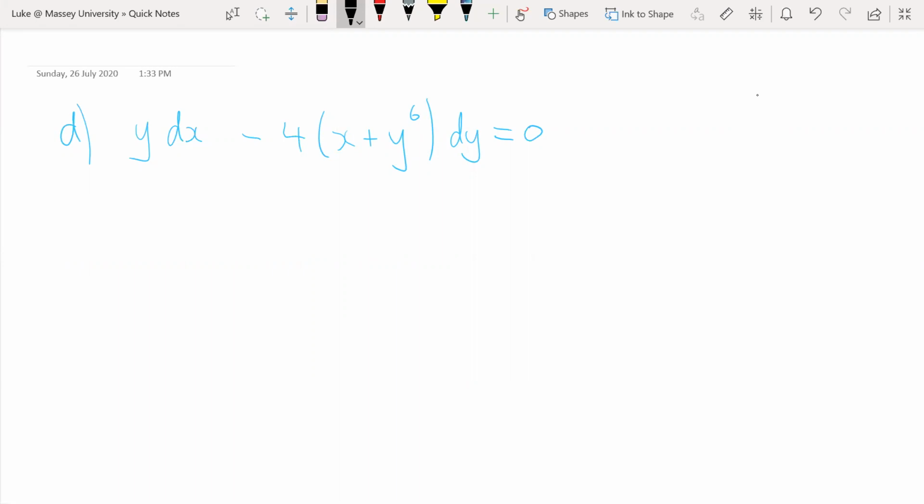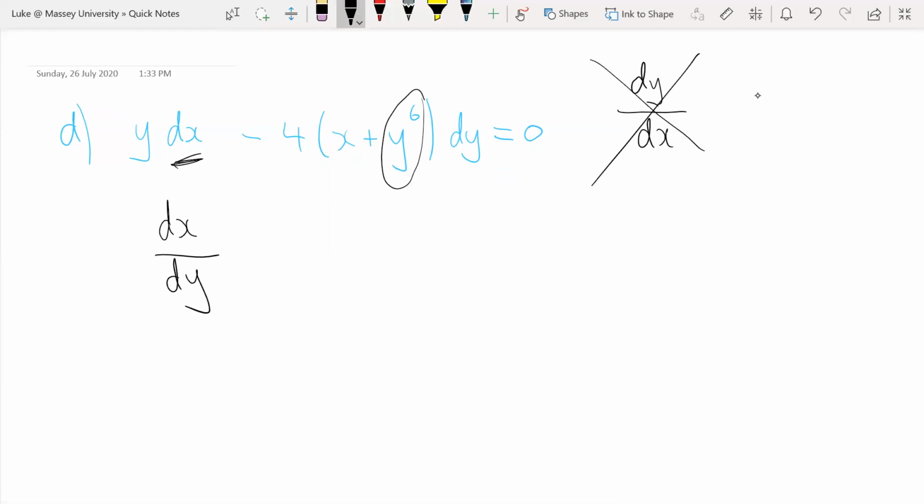So I could try and find dy by dx by dividing through by dx over here. But if I do that, I can already tell I'm going to have a nonlinear ODE because I've got this y to the power of 6 term here. So I don't really want a nonlinear ODE. So I might actually try and do this backwards. I might look for dx by dy. The reason I want to do that is because the term x here appears linearly, so I'm going to get a linear equation.